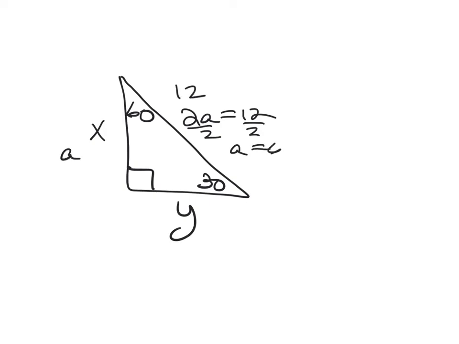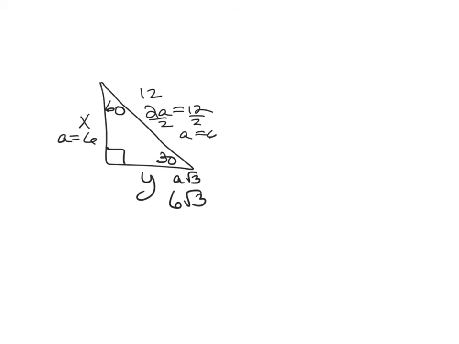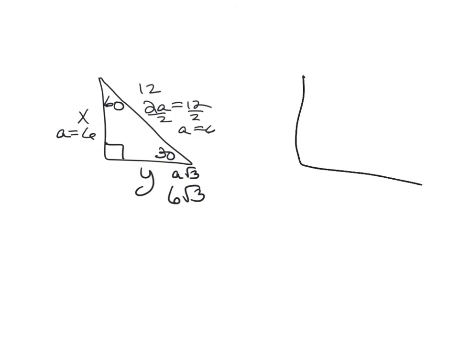Over here, across from the 30, this is your A, and it equals 6. How much is this side across from the 60? 6 square root 3, because remember, it's A square root 3. So sometimes I'll give you the hypotenuse, and it'll be an integer. Sometimes I'll give you one of the legs. Now let's go where I'm going to give you a different one. I'll give you one of the legs this time.